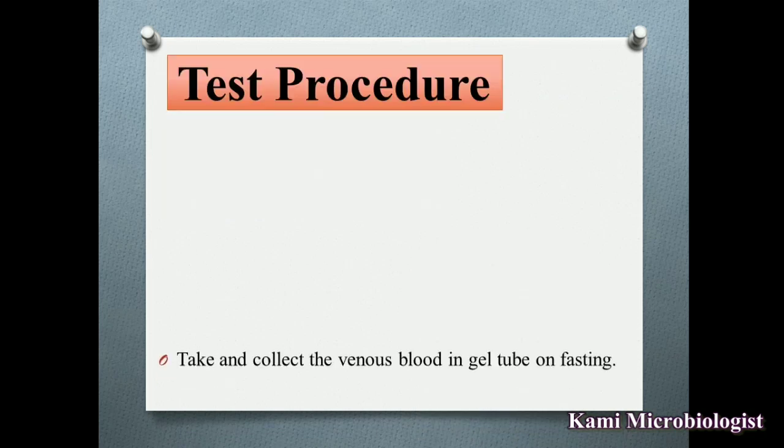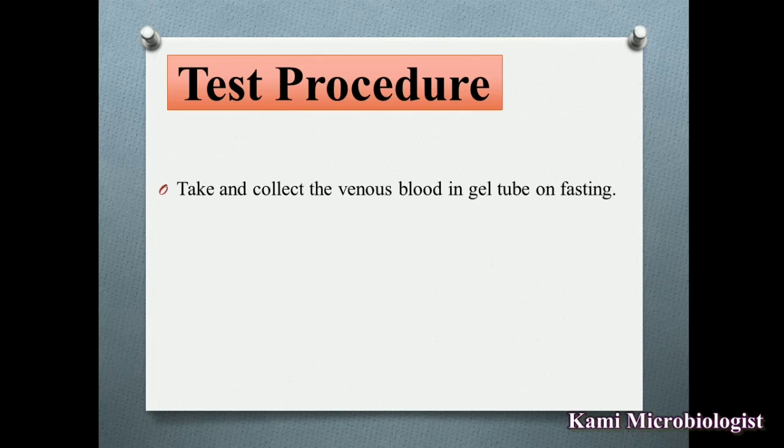Now let's see the test procedure. It's very simple. First of all, you have to guide the patient that the patient should be fasting while performing this type of test. So the patient should not eat any type of food that contains vitamin A. Next, what will you do? After that, you will take the blood into the gel tube or red top. Then what will you do? You will centrifuge to get serum.